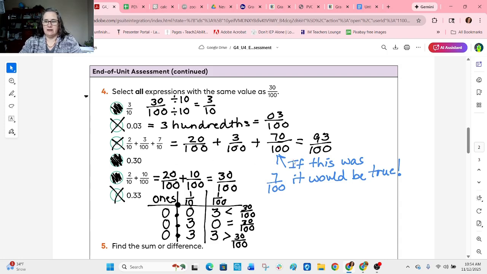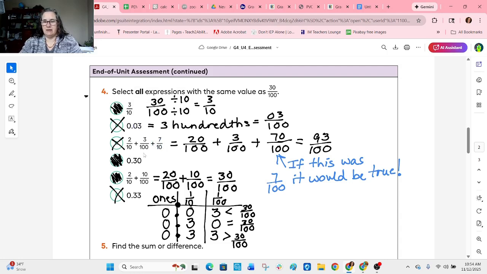If we cycle back and look at C and E, the two where we're doing addition, when we look here, if 7 tenths in this one was actually 7 hundredths, it would be true. But what students need to look at is make sure that the units are the same. We can't add tenths and hundredths.